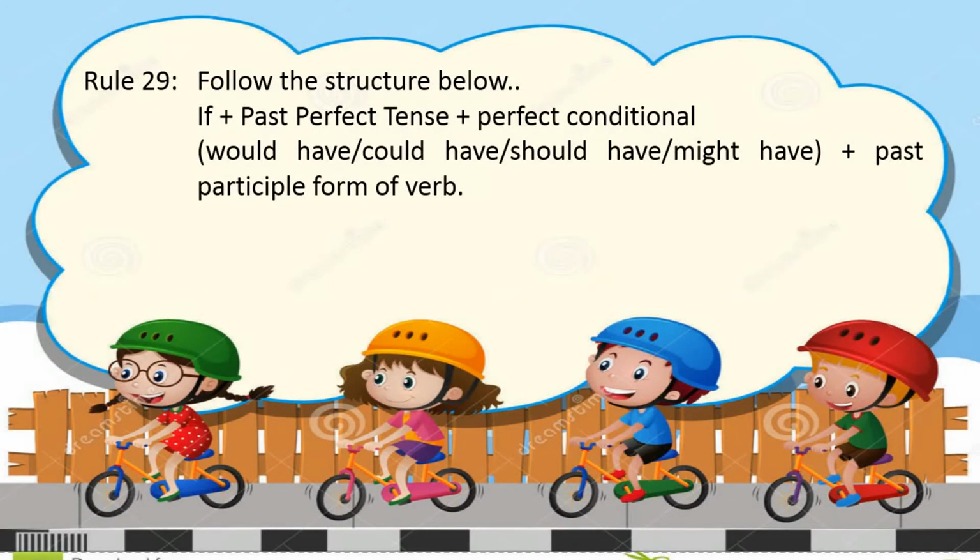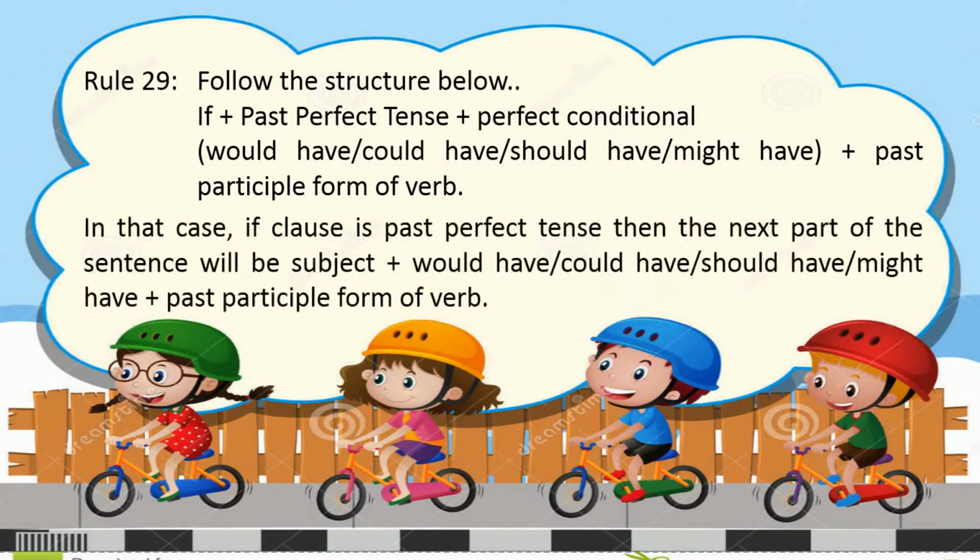So if plus past perfect tense plus perfect conditional. Now it's time to know about perfect conditional. Would have, could have, should have and might have. These are perfect conditional. Again I repeat, would have, could have, should have, might have. After perfect conditional, the verb will be in past participle form.